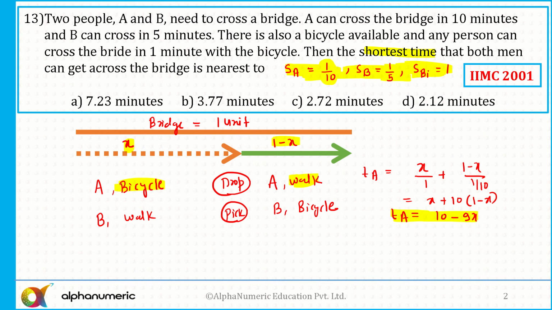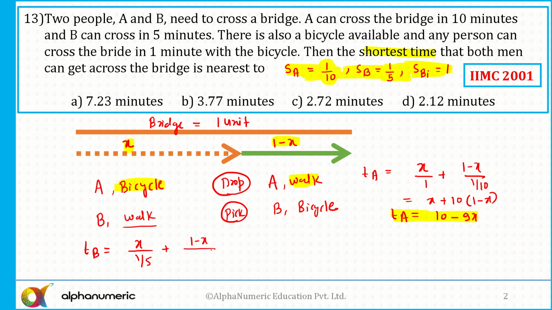Similarly, we can also calculate the time taken by B. B has walked the first part, that is the distance x, with what speed? 1 by 5. So x upon 1 upon 5, plus the remaining distance, which is 1 minus x.